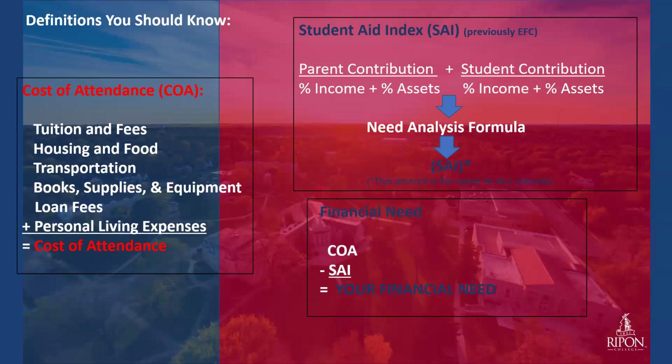Note that the SAI is the same for the student for that year, no matter which type of school the student goes to, whether it be a public school, a private school, or a technical institution. But that SAI is the number that will be used by schools to determine what type of aid they're eligible for, as well as by the state and federal government to see if they're eligible for need-based funding. And last, financial need. That is the COA, cost of attendance, minus the SAI, or Student Aid Index.